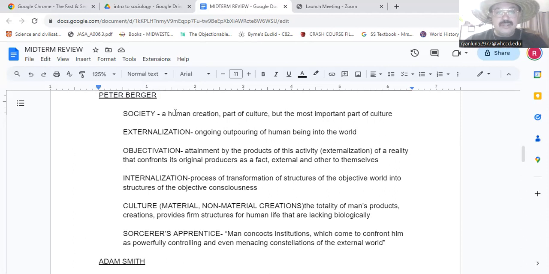Society is a human creation, a part of culture, but the most important part of culture. Culture cannot be spread unless there's people socializing. You're talking about a recipe that your grandma made you. You have somebody else teaching you about traditional clothing. Someone makes that clothes. You buy those clothes. You have to interact with humans to spread culture. You have to use the memory of groups of humans to remember that culture. So society is a special part of culture.